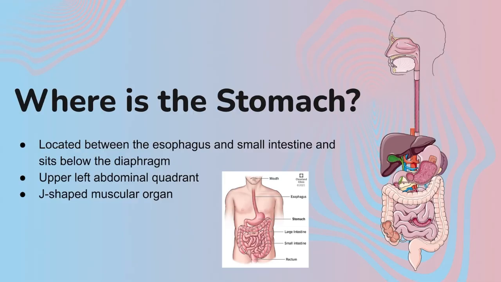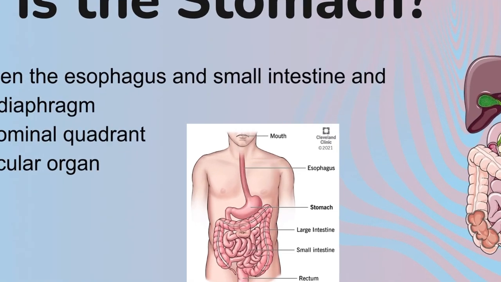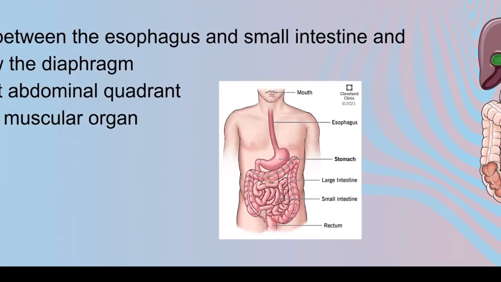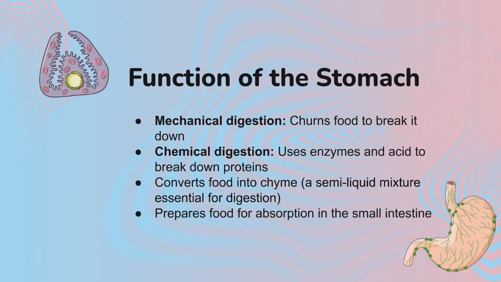So where's the stomach? The stomach is located between the esophagus and small intestine, and it also sits below the diaphragm. It's in the upper left abdominal quadrant, and it's a J-shaped muscular organ. As you can see in the picture I have right here, the stomach is right there, and it's in between the esophagus and our small intestine, and it sits on our diaphragm.